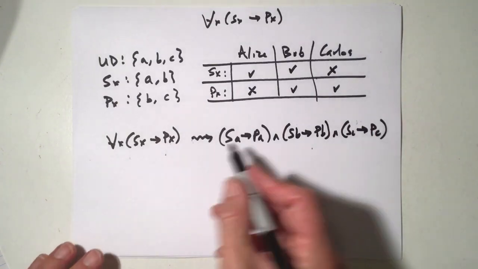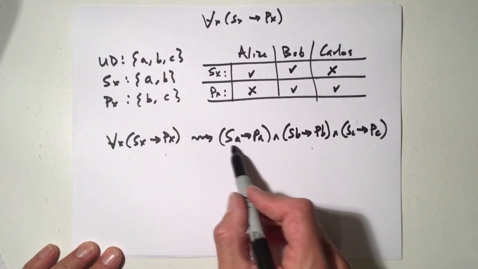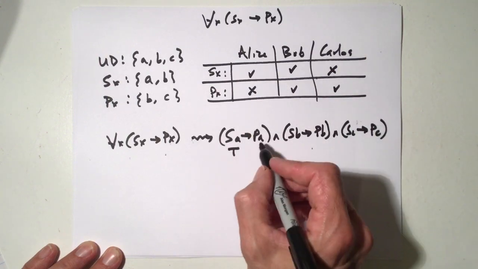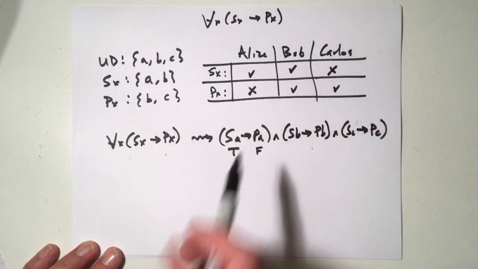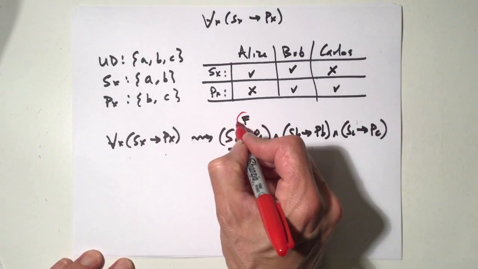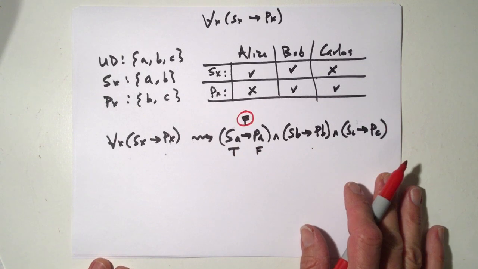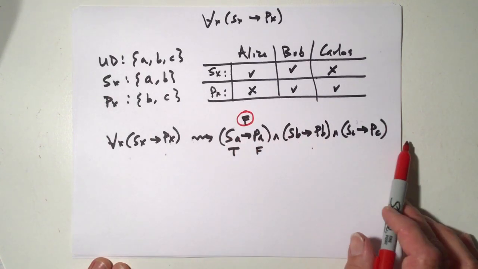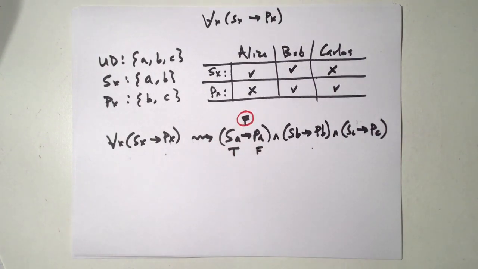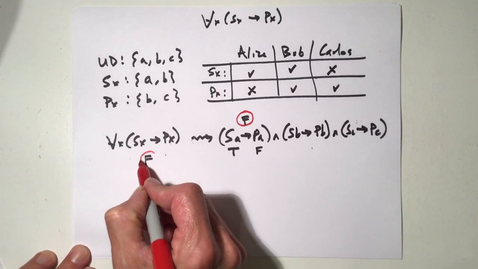And now to calculate the truth value on the right, we do exactly the same thing we did before, but notice what happens right away when we look at this first material conditional. Sa is true because it's true that Alice is a scientist, but Pa is false because it's false that Alice is a philosopher. So this first material conditional is false. Now, I've taken some liberties in the way of writing the conjunction on the right-hand side, but we know that if we have a multiple conjunction and even one of the pieces is false, the whole thing is going to be false. So immediately I know that on this interpretation, this sentence is false.